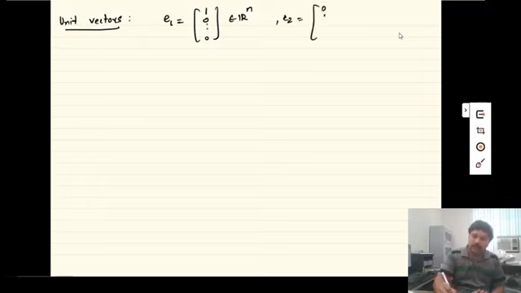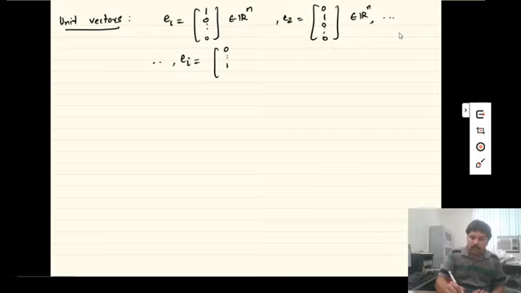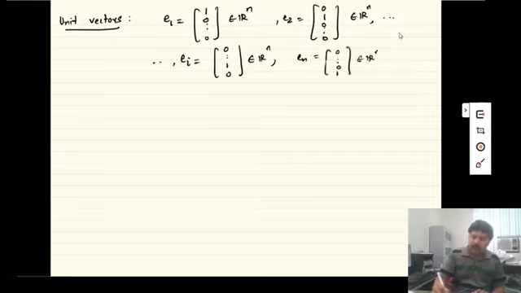Similarly, E2 has the second entry as 1, all other entries are 0. That's my second unit vector, and so on and so forth. I will have Ei, where only the ith entry is 1 and all other entries are 0. And finally En, where all the entries are 0 except the last entry. So these are the unit vectors.